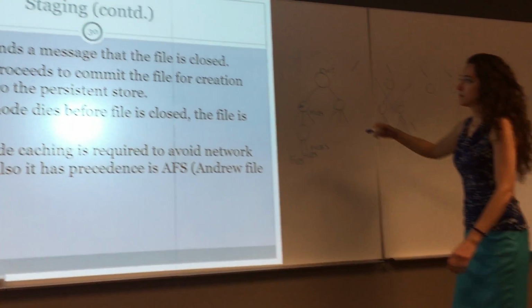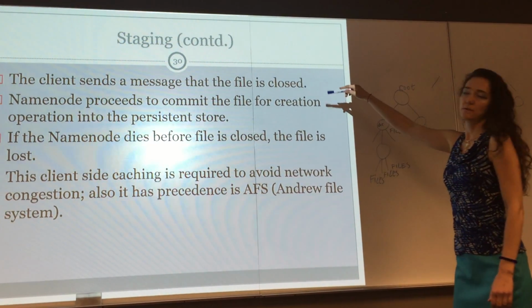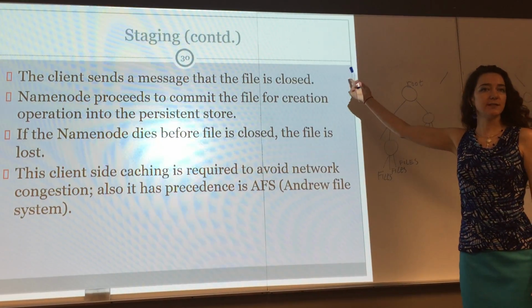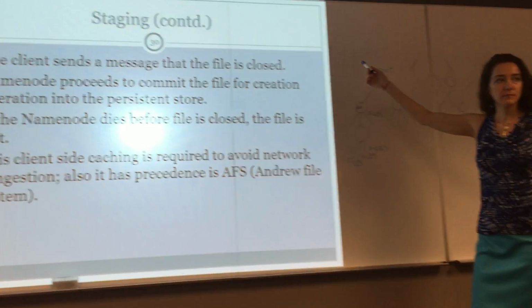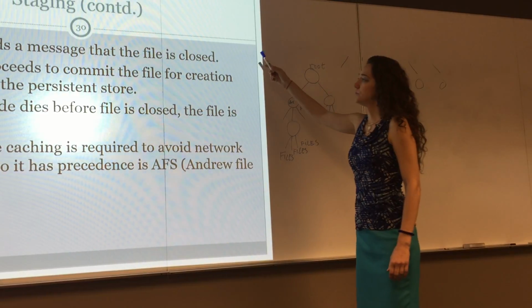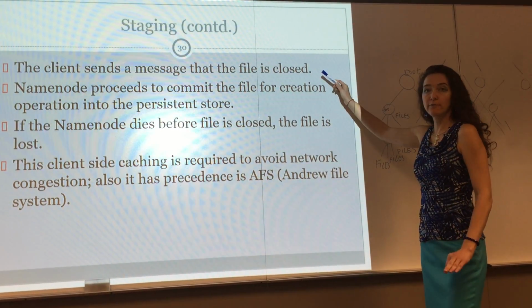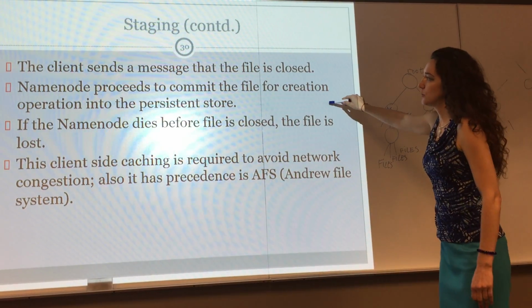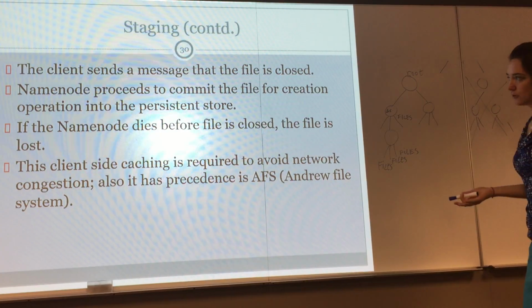The client says that it is finished with what it was doing, so it sends its data and requests the data block. The name node creates locations, picks locations for these blocks and for their copies. And the name node proceeds to commit the file to its local storage.